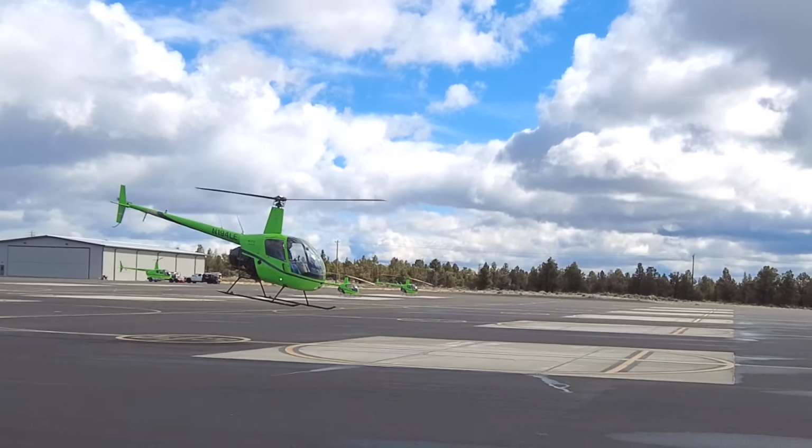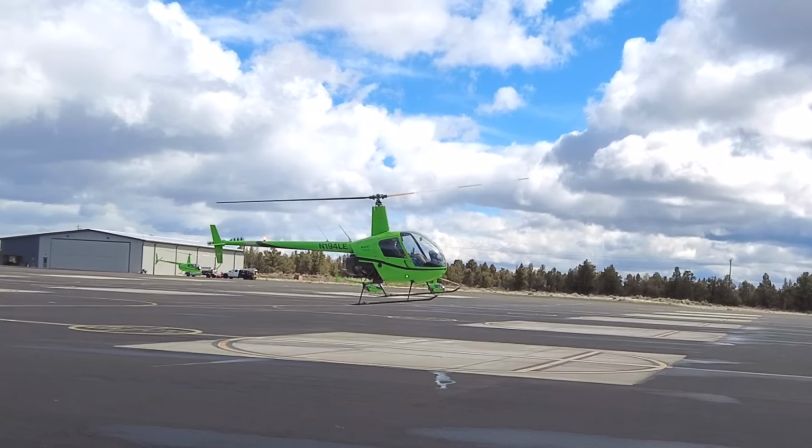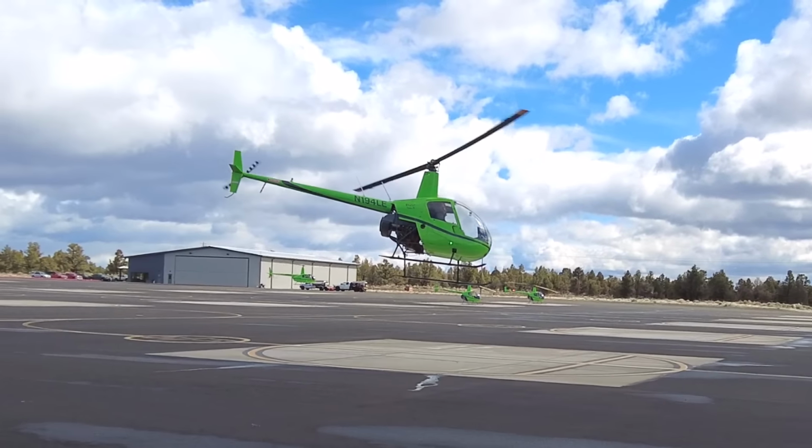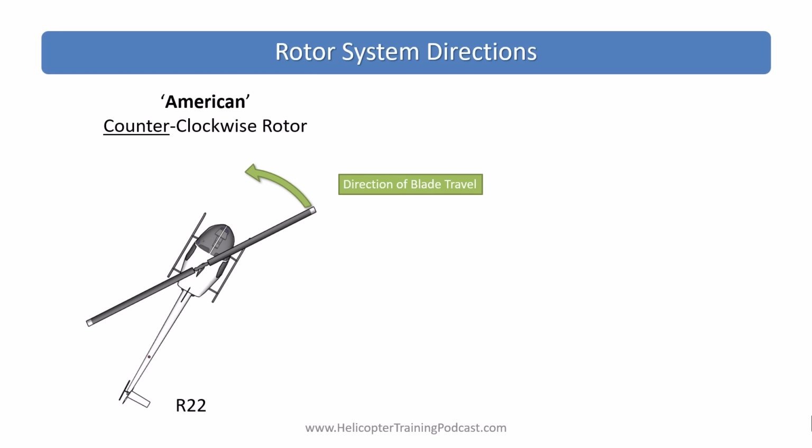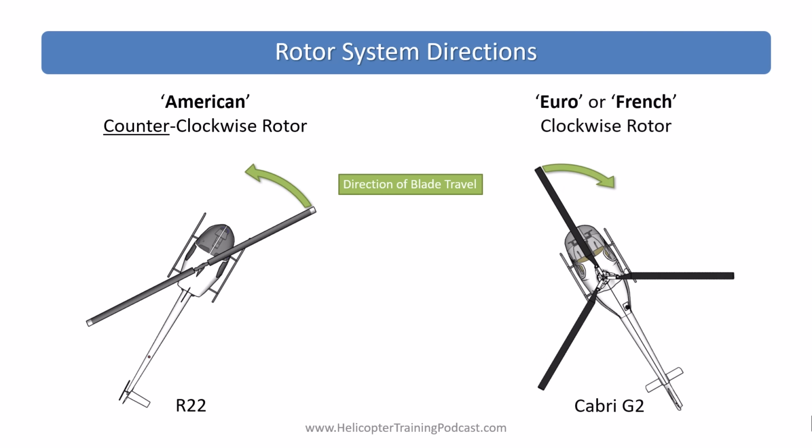So most of the examples in this episode are going to feature the most popular training helicopter in the world, which is the Robinson R-22. Now that has a standard, or what we call an American rotor system, which means when you're looking down from above, it has a counterclockwise main rotor rotation. But if you fly something like a Cabri G2, it has a clockwise rotation, which is the opposite of that. And I'll try to point out any relevant differences when we're talking about hovering.